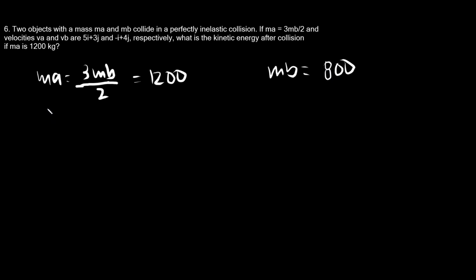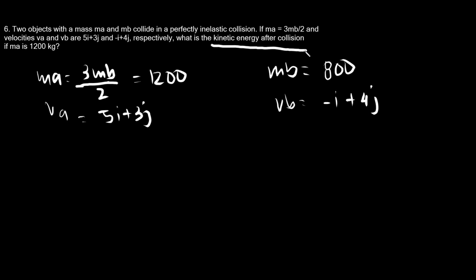Si velocities VA is 5I plus 3J. And si VB is negative I plus 4J. Ang ipangita is the kinetic energy after collision. Take note, the formula for kinetic energy is 1/2 mv squared after collision. So, since perfectly inelastic ka, mo-stick sila together, so imong mass diri i-add lang nimo ang MA ug MB. Kaning velocity diri, mao na siya ang final velocity after sa collision.